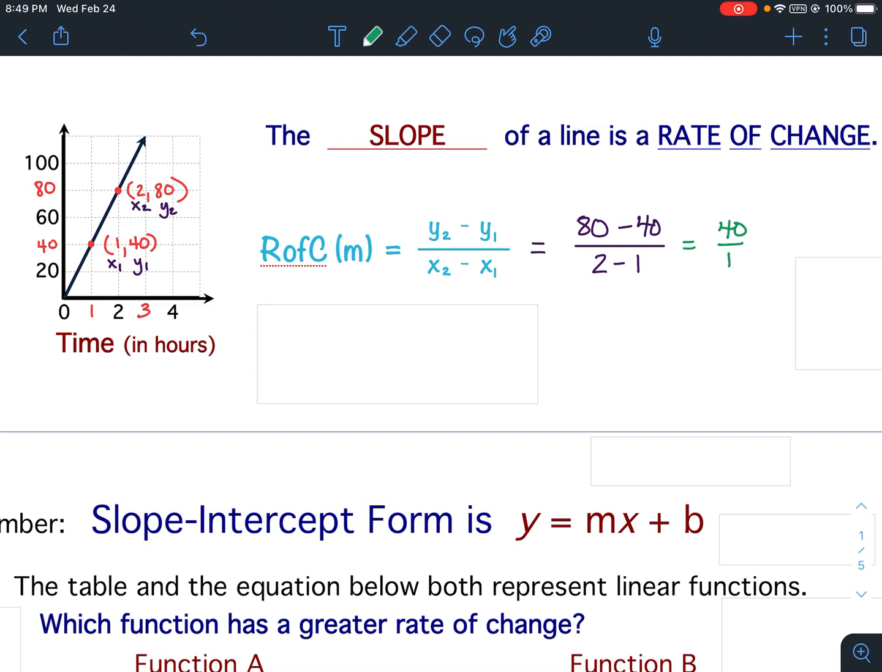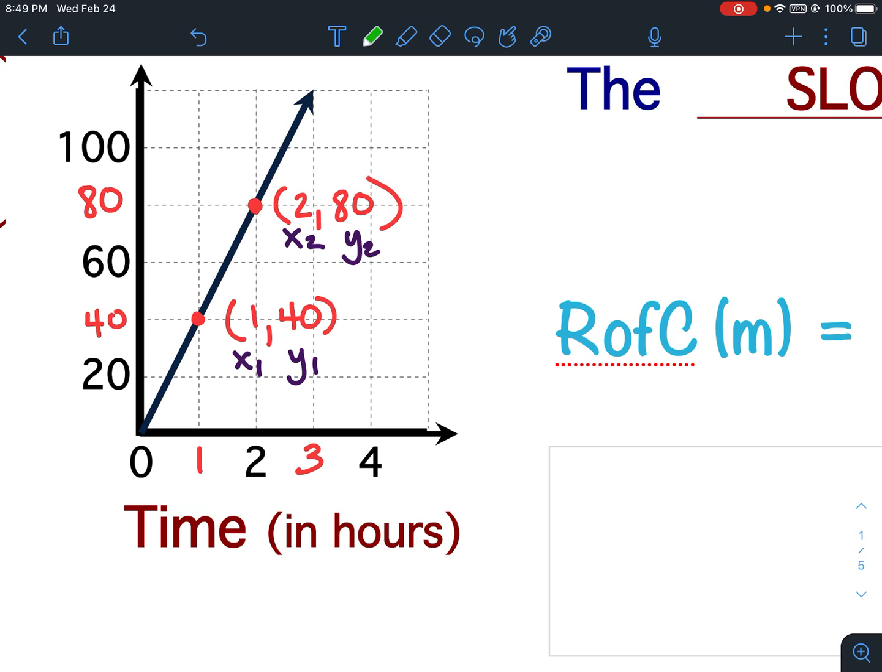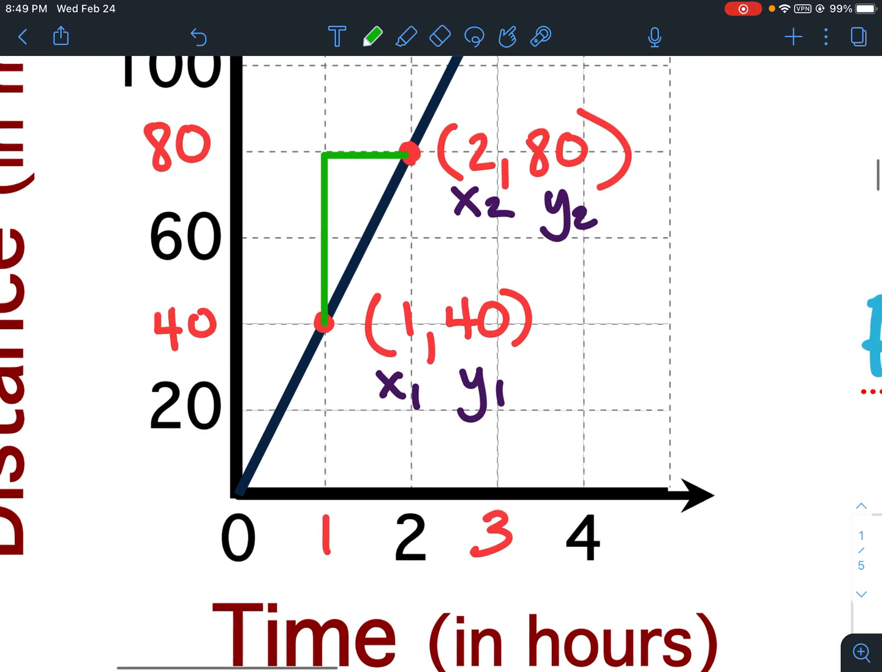But we learned another way to find the slope, and that's using rise over run. So this would be my rise, and this would be my run. Now be careful here. The rise is not 2. A lot of times students want to go 1, 2, and tell me that the rise is 2, but that would be wrong. The rise is going from 40 to 80. So from 40 to 80, that means it's rising 40. And the run goes from 1 to 2, which would just be 1.